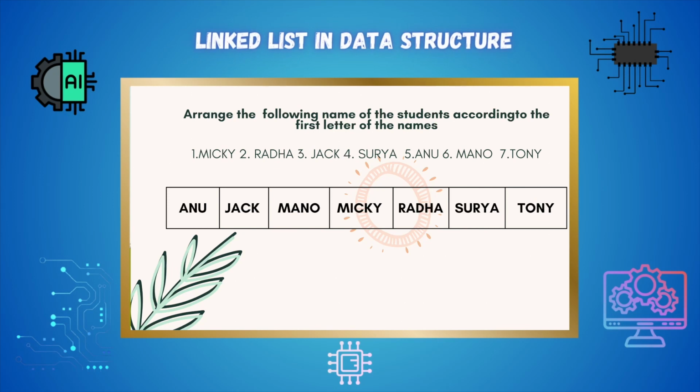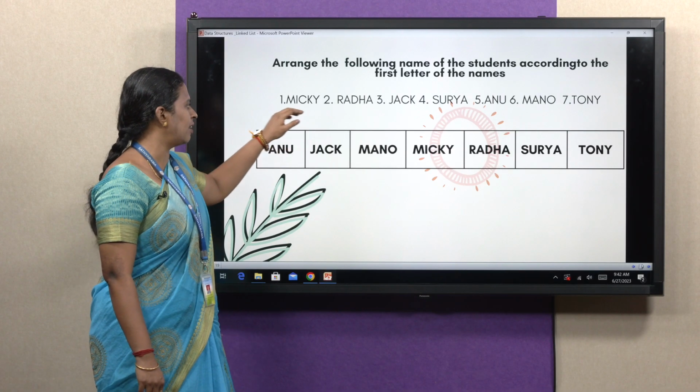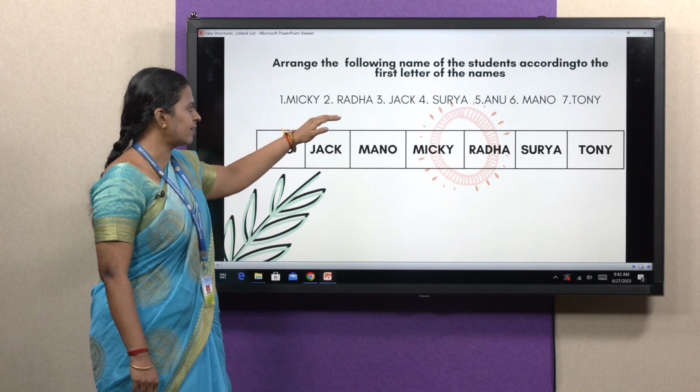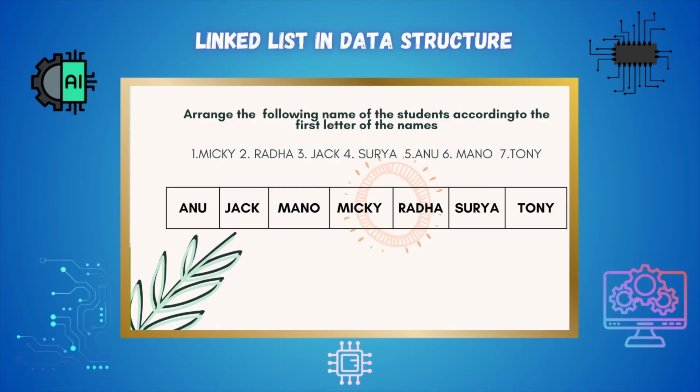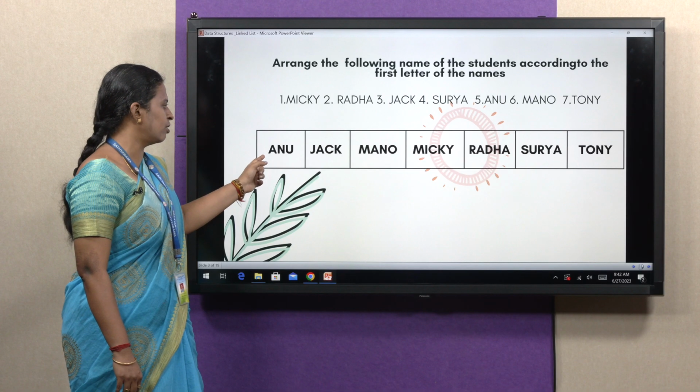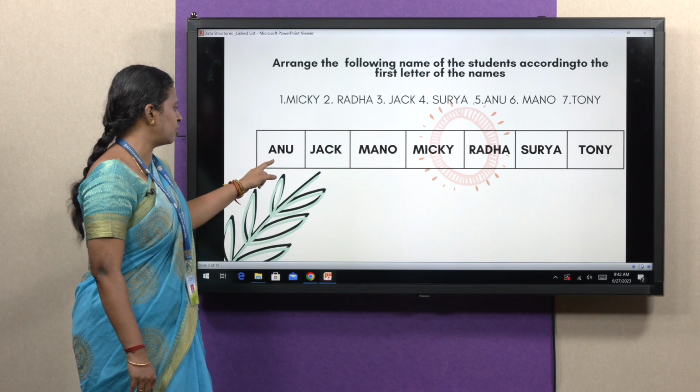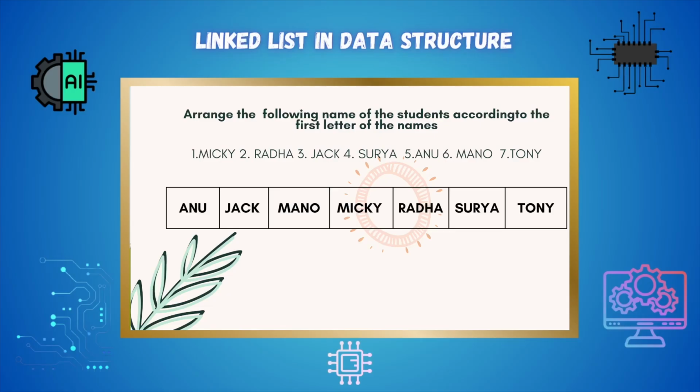Let us consider, our target is to arrange the following names of the students according to the first letter of the names. So this is the unordered list. We have Mikey, Radha, Jack, Surya, Anu, Mano and Tony. We have to arrange these names in alphabetical order in a sequential manner. So after sorting, the names would be Anu, Jack, Mano, Mikey, Radha, Surya and Tony.